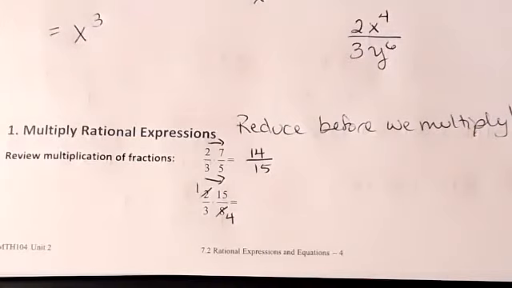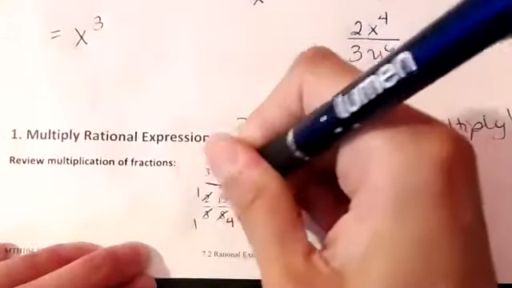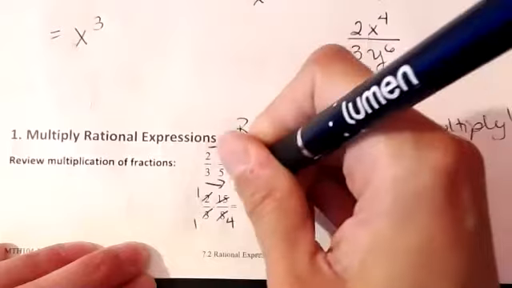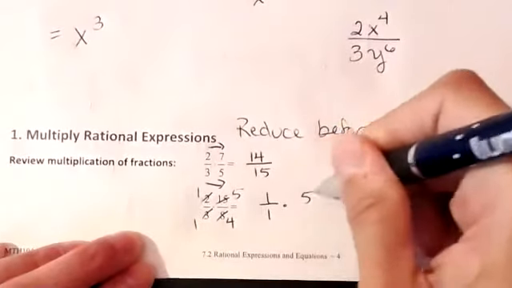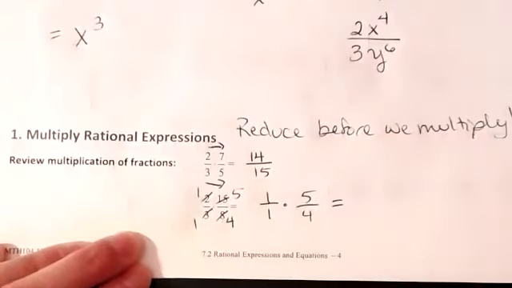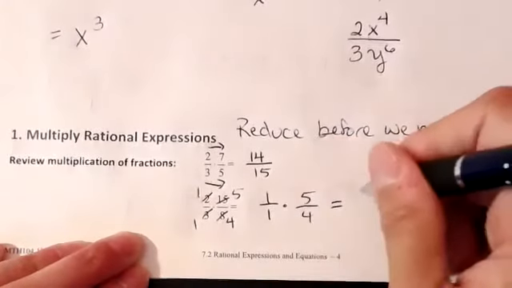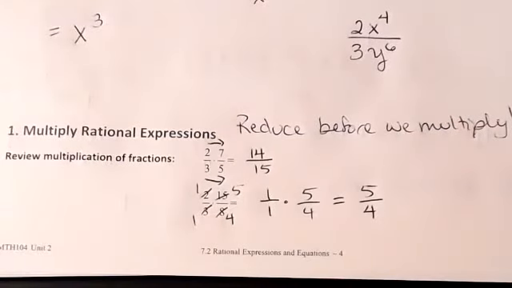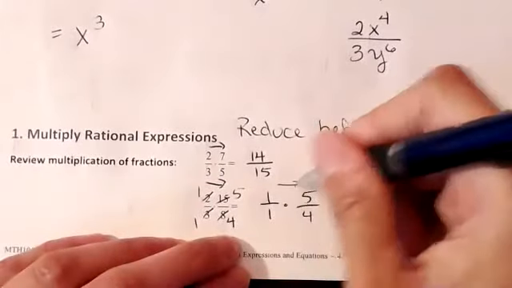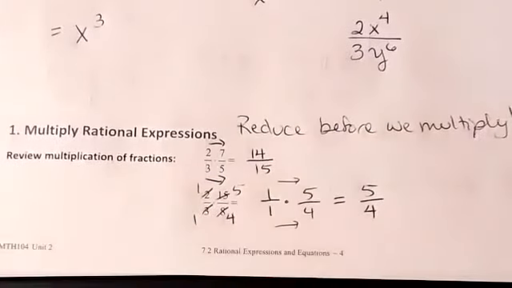Also notice I have a 3 and a 15. I can divide both by 3. So 3 into 3 is 1, 3 into 15 is 5. So I'm left with 1 over 1 times 5 over 4, which means my answer is going to simply be 5 over 4. Remember, numerator times numerator over denominator times denominator. So we're simply moving from left to right.